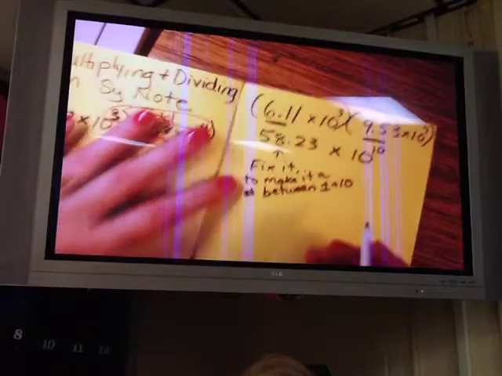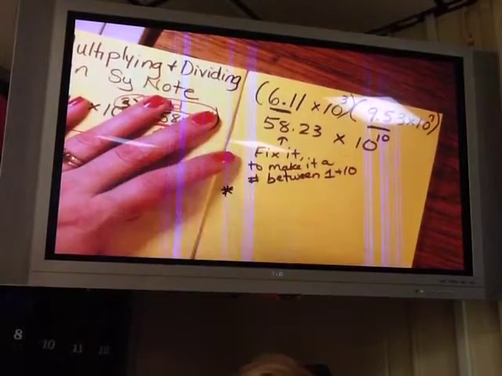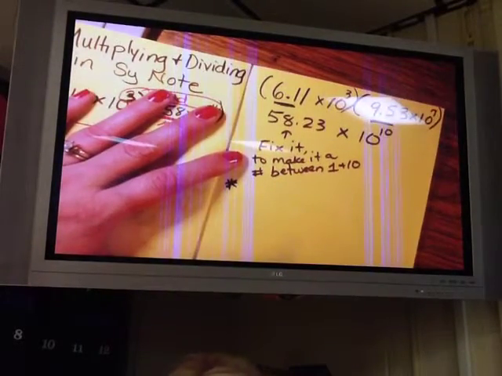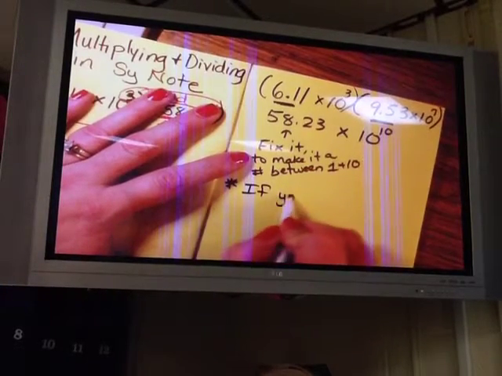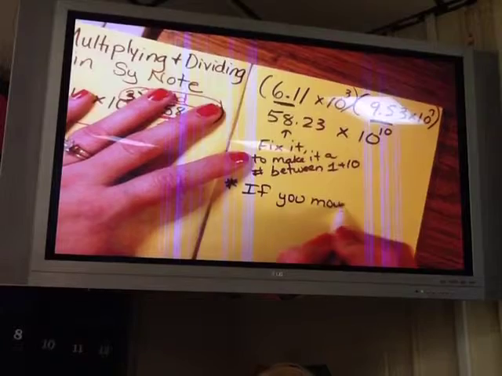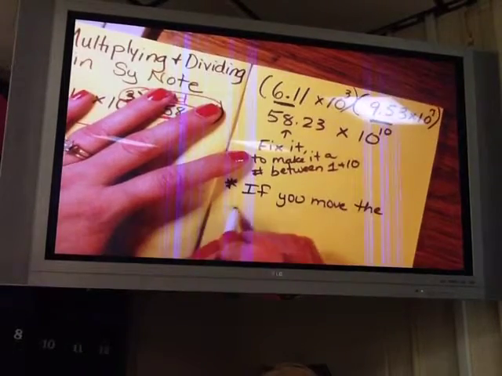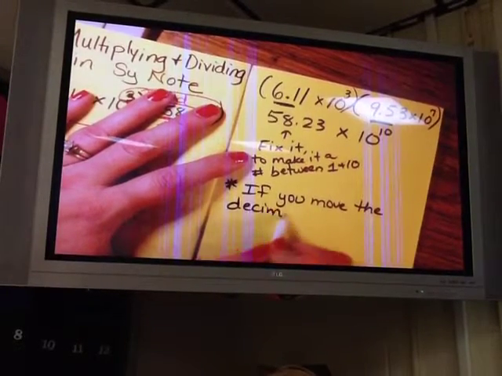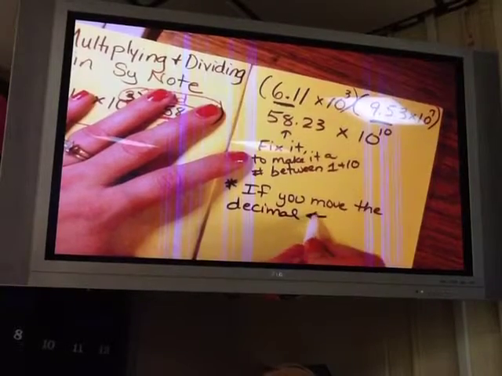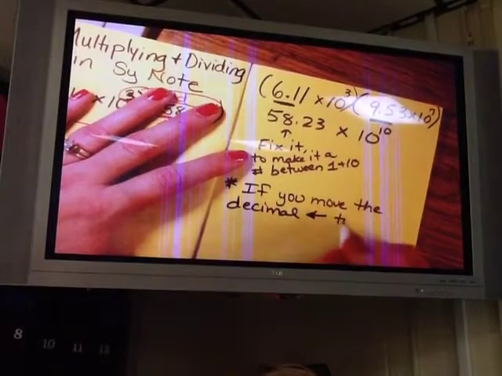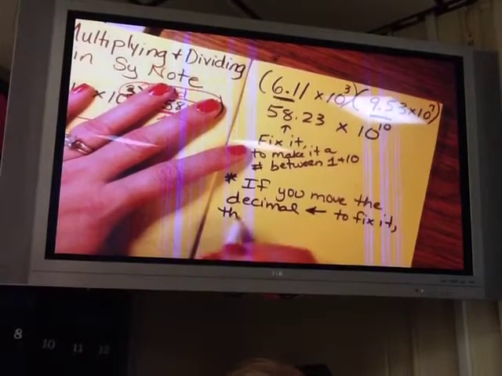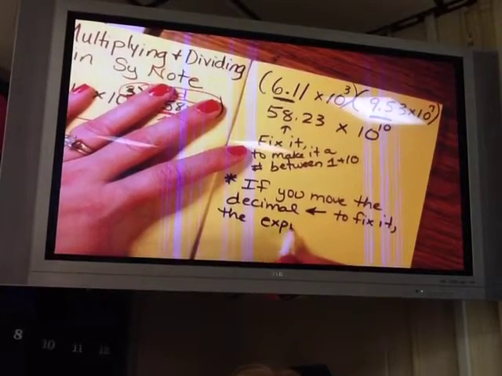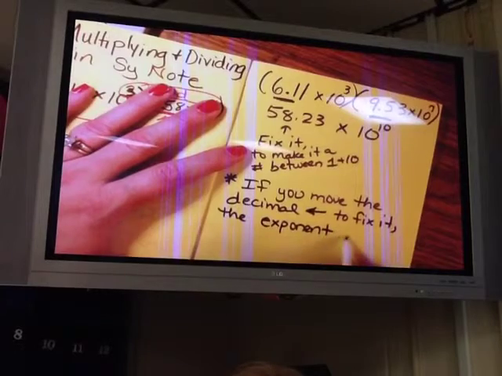So let's make us a little star note here that says, these are probably your two most important notes. If you move the decimal left, and I'm going to draw the arrow, if you move the decimal left to fix it, the exponent gets larger.